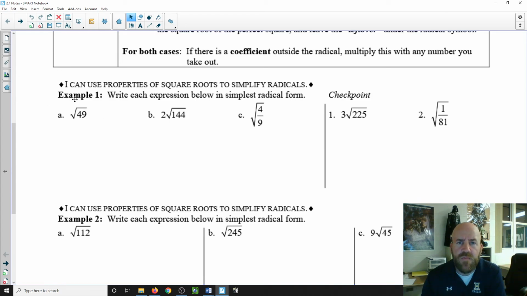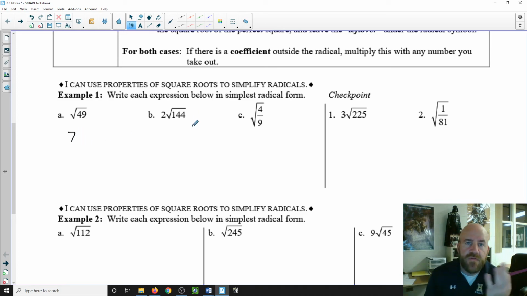So we know the square root of 49. What times what is 49? Well, 7 times 7 is 49, so we know that the square root of 49 would be 7. So we have 7. Alright, so those are easy. If they're perfect squares already, we just take it and write it.